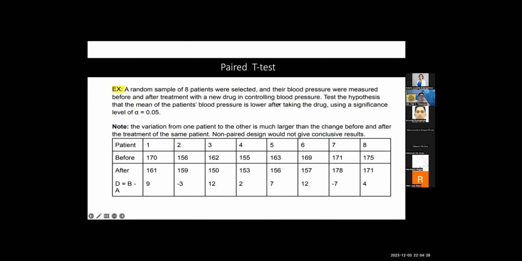Here, we need to test the hypothesis that the mean of the patient's blood pressure is lower after use.